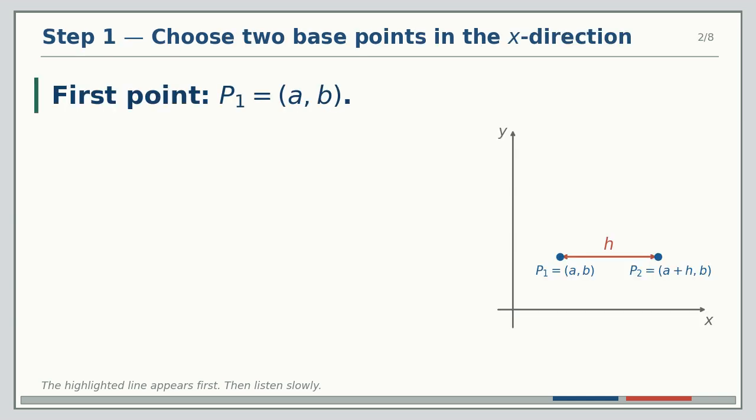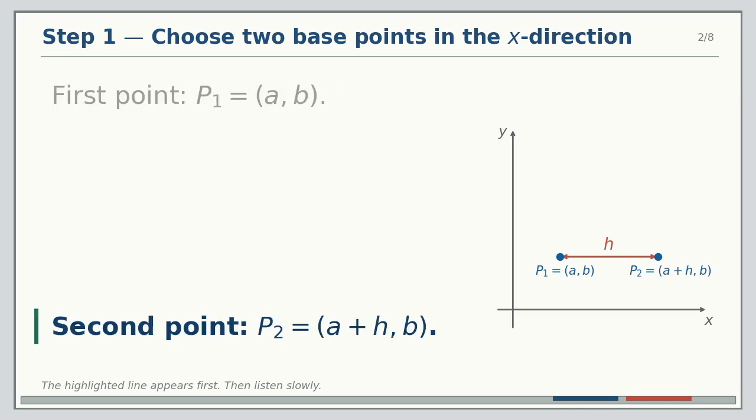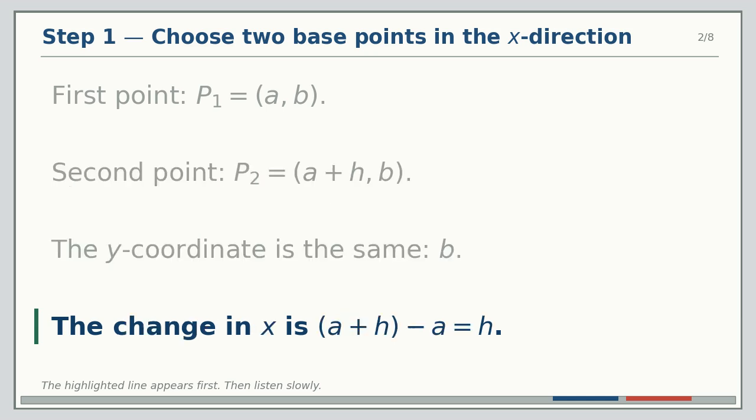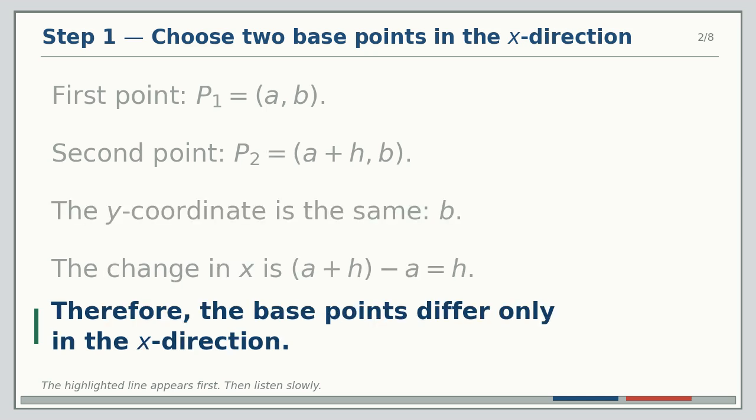Choose the first point P1, equal to (a, b). Choose the second point P2, equal to (a plus h, b). The y-coordinate of both base points is the same, namely b. The change in x is a plus h minus a, which is h. Therefore, these two base points differ only in the x direction.